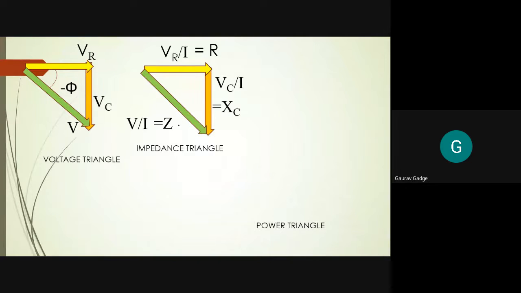So if you ask me, what is the unit of Z? Ohms. What is the unit of XC? Ohms. What is the unit of resistance? Ohms. Okay. Now angle -1.